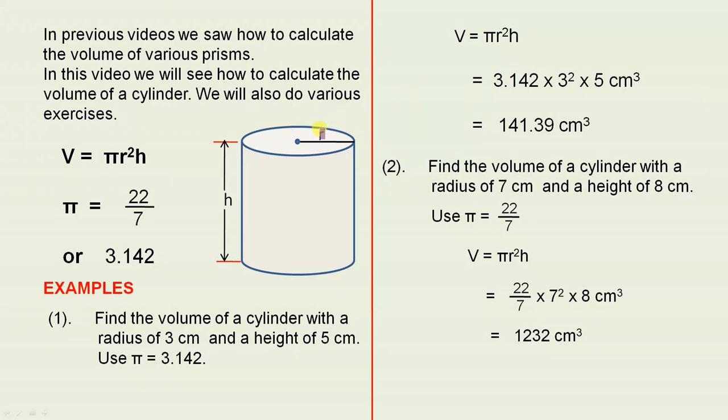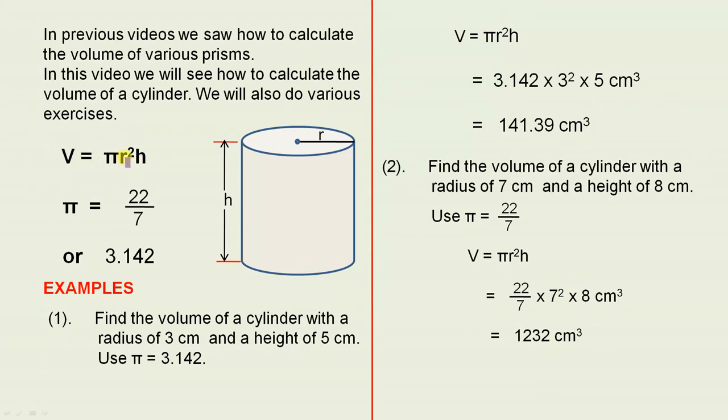So here is a cylinder. It's exactly like a prism. The only difference is that the base is a circle and the top is a circle. And we have a radius of r and a height of h. So the volume is pi r squared h.